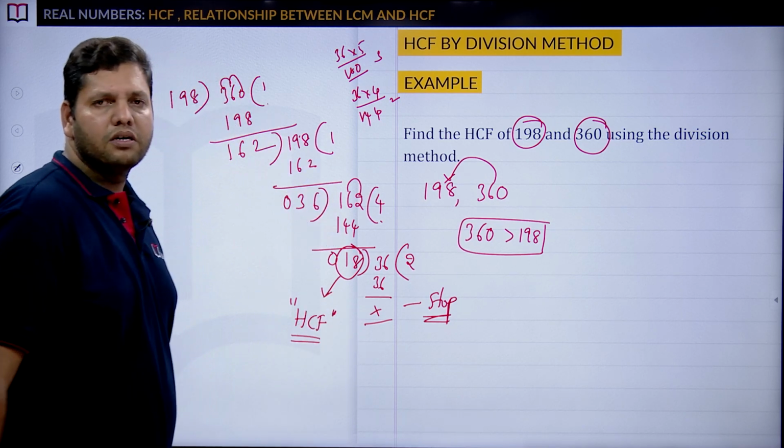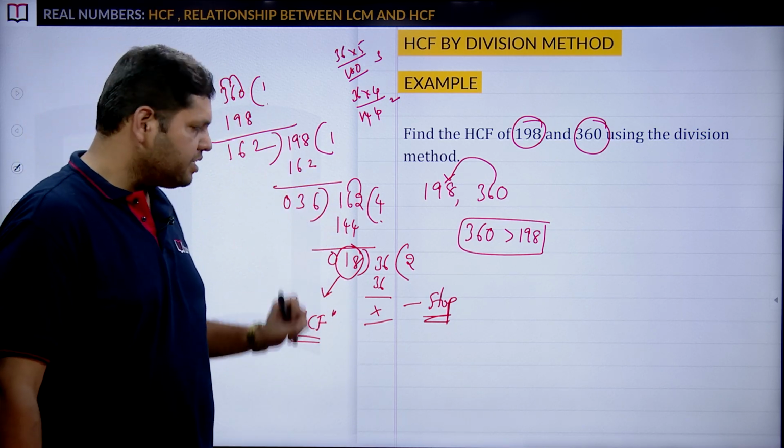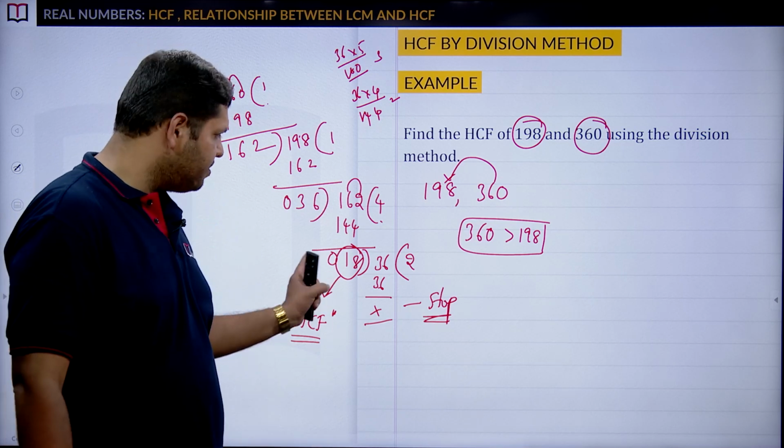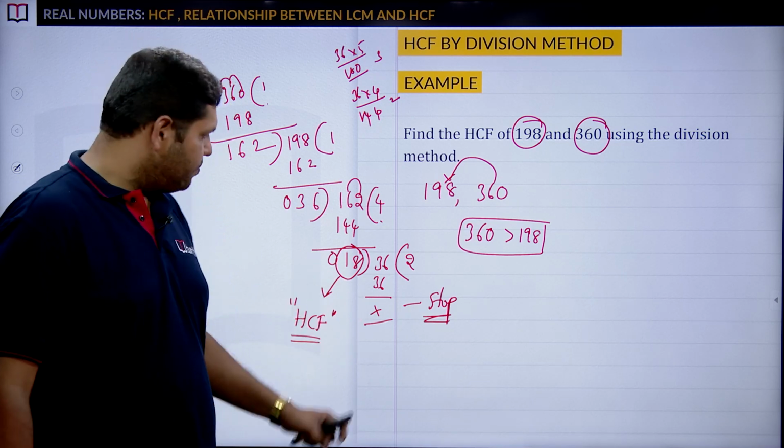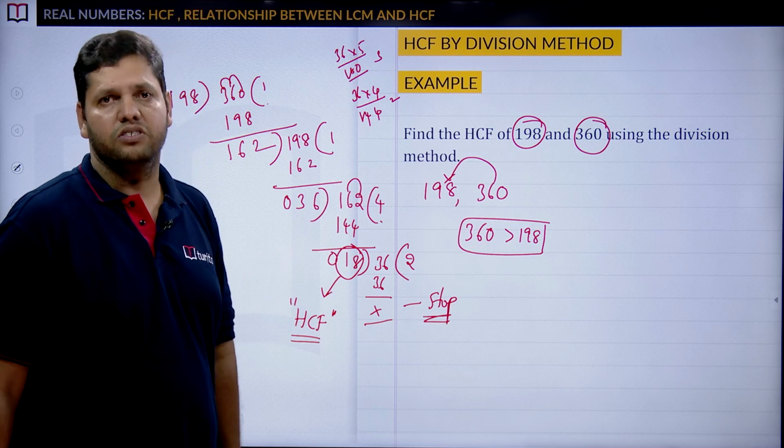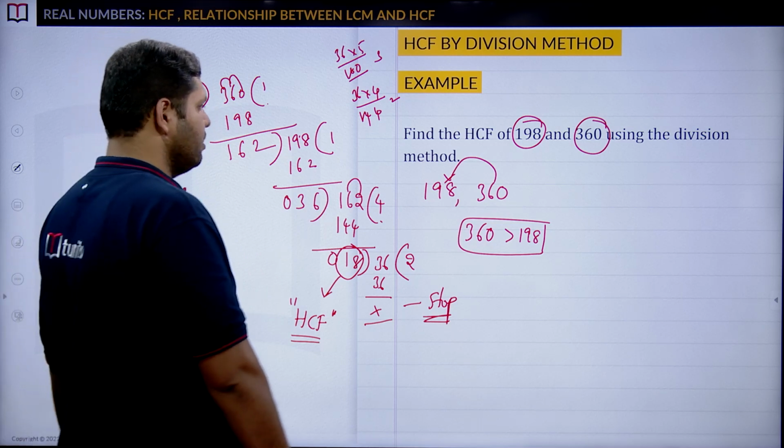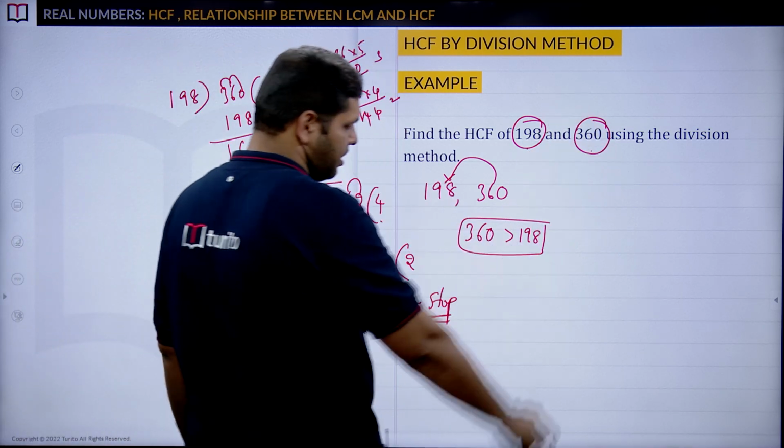Is my point clear, children? Here this 18 is a what? Divisor. At this divisor I got the remainder 0. So we can say 18 is what? The HCF of these numbers. Which numbers? 198 and 360.